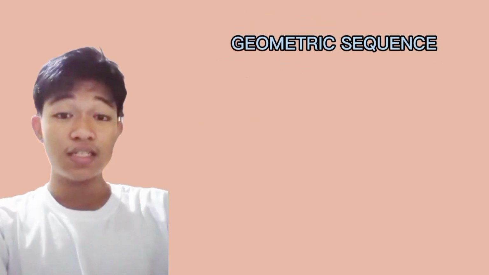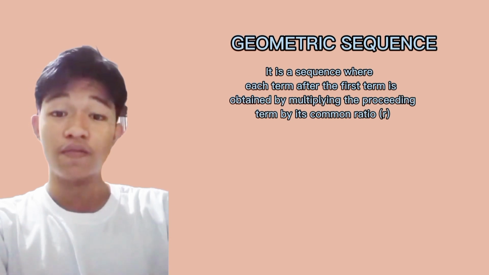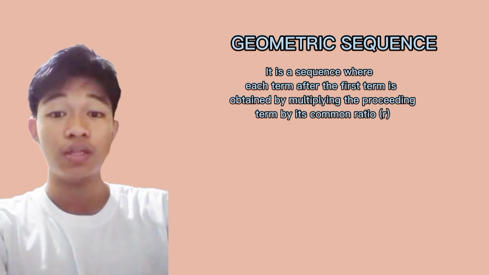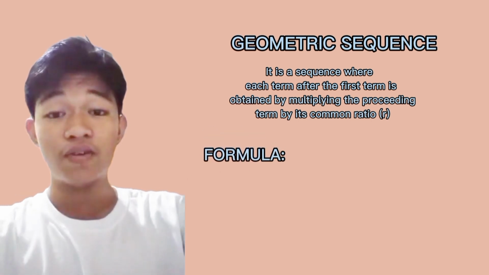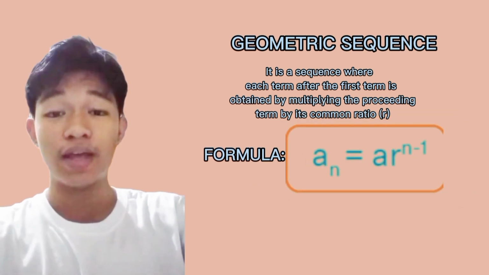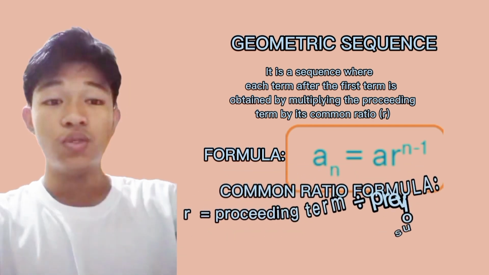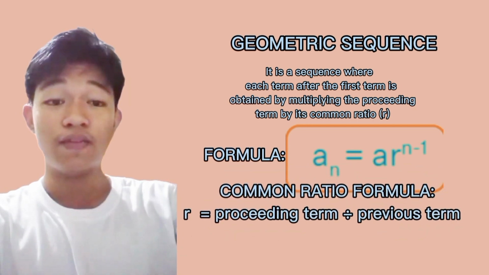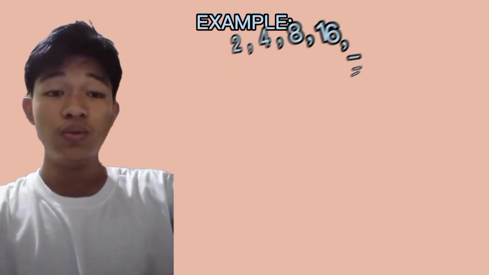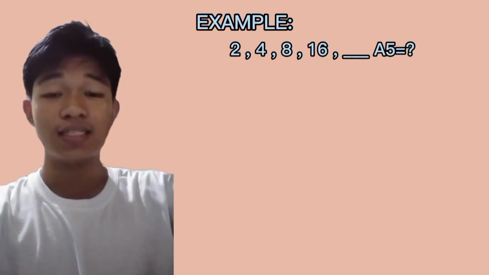The second topic is the geometric sequence. It is a sequence where each term after the first term is obtained by multiplying the preceding term by its common ratio. The formula for the geometric sequence is a sub n equals a sub 1 times r to the power of n minus 1. You can get the common ratio by dividing a term by its previous term. Here is an example: 2, 4, 8, and 16.